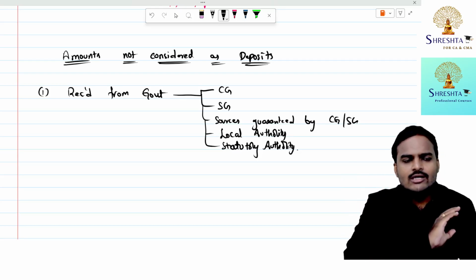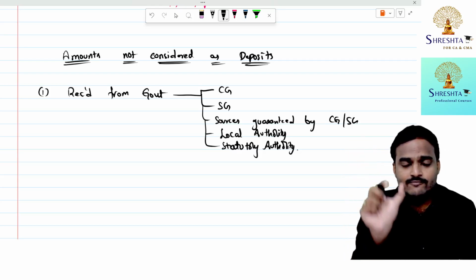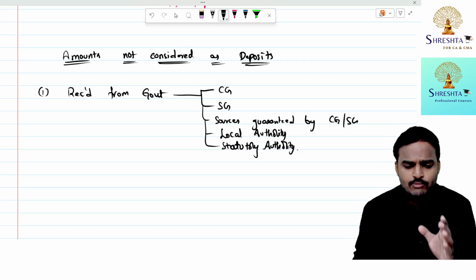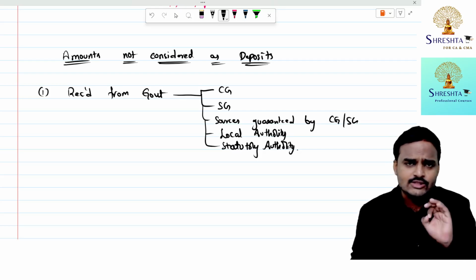These amounts are not considered as deposits, even though they look like a deposit under the definition. First of all, what is the definition? Any receipt of money in the form of loan, deposit, or any other form is treated as deposit.